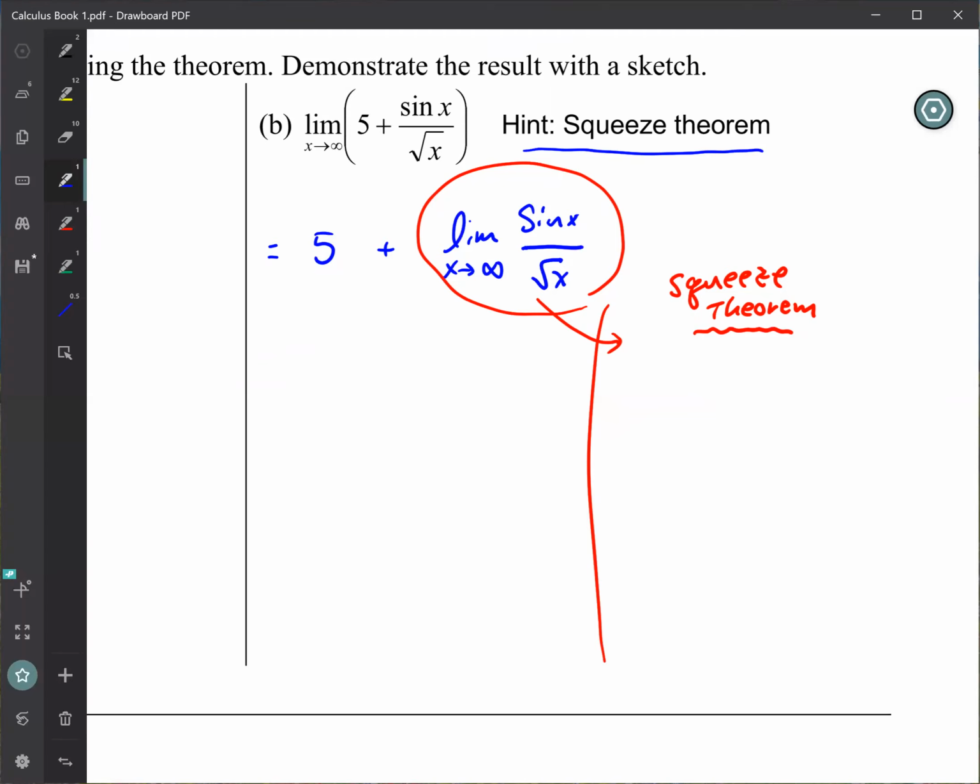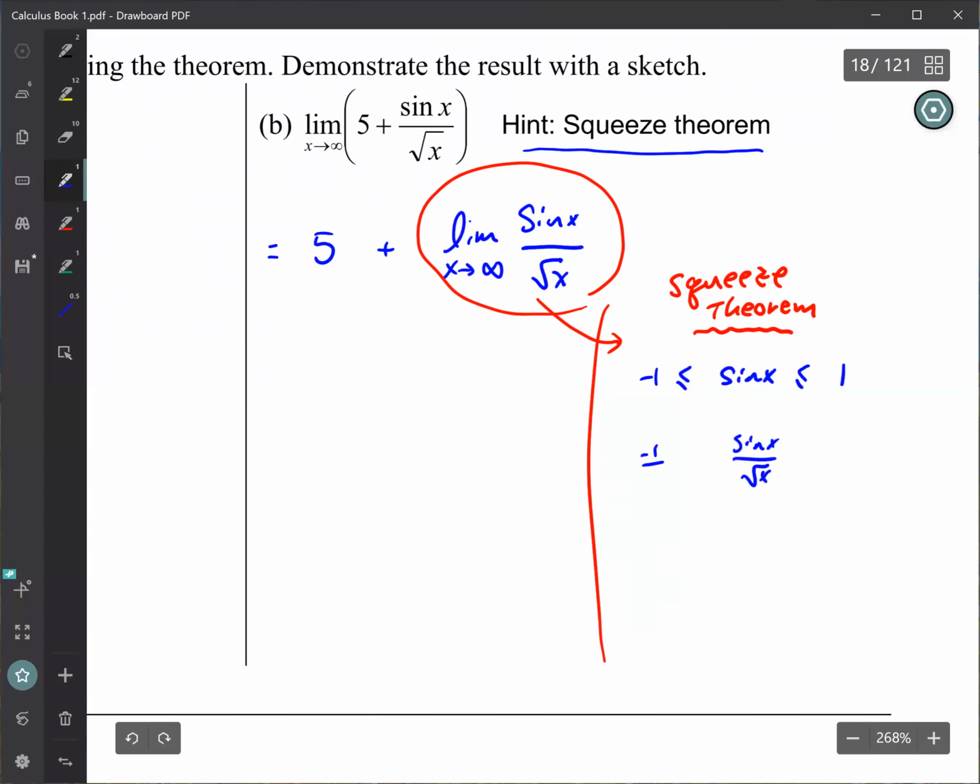Sure. I'm kind of unsure though, especially after what you just said, but I try to start with sine x. I don't know if I can do this with x approaches infinity, but I wrote negative 1 is less than or equal to sine x, which is less than or equal to 1. Then I divided everything by root x, which is also x to the power of a half. So negative 1 over root x and 1 over root x. And then I wrote it as x to the power of a half.